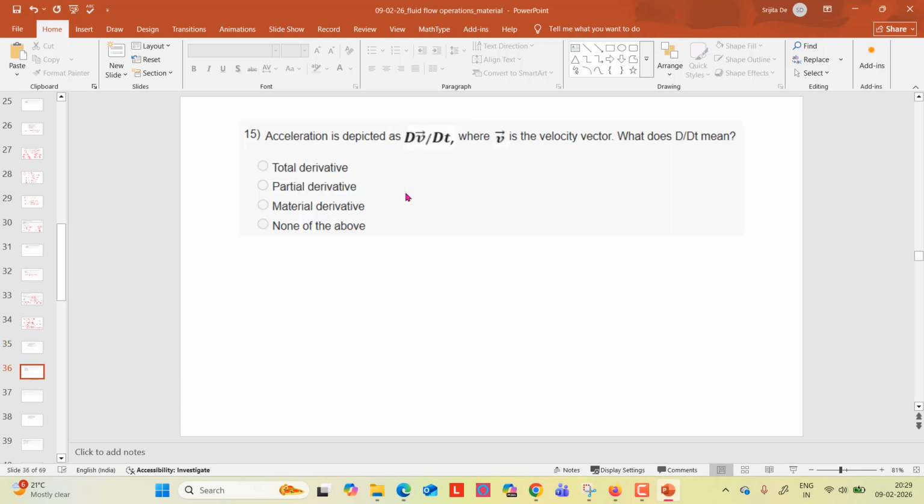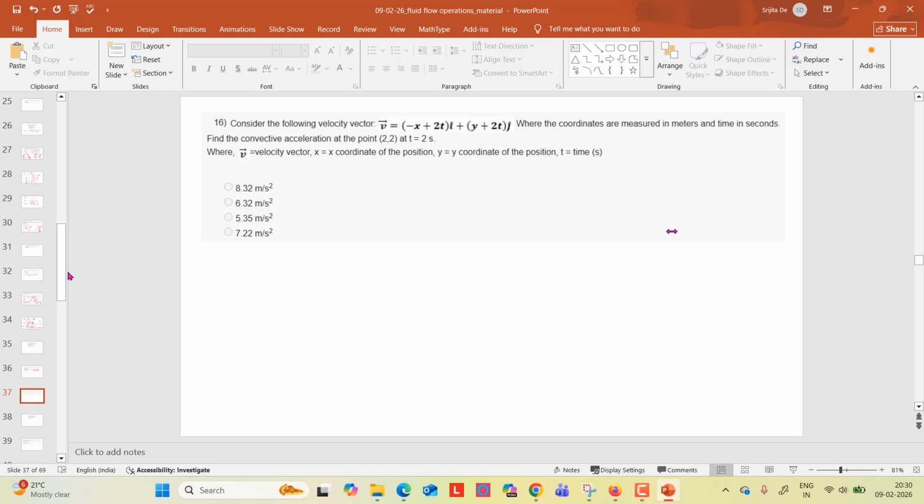Next, acceleration is depicted as dv dt, where v is the velocity vector. What does d dt mean? D dt is the material derivative or substantial derivative. Next, consider the following velocity vector where the coordinates are measured in meters and time in seconds. Find the convective acceleration at the point 2, 2.